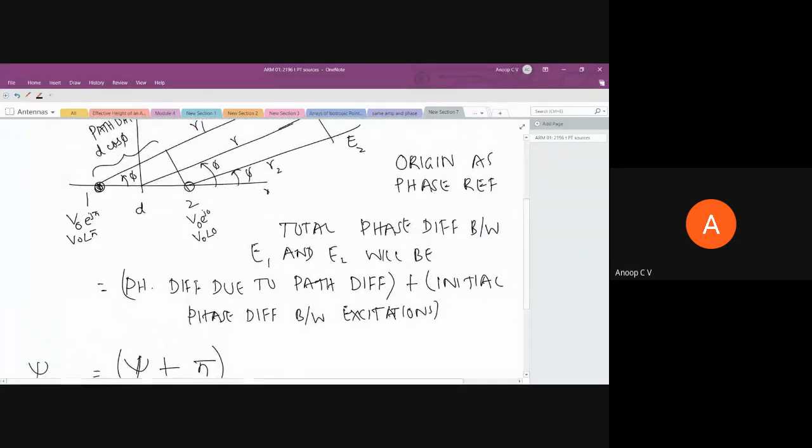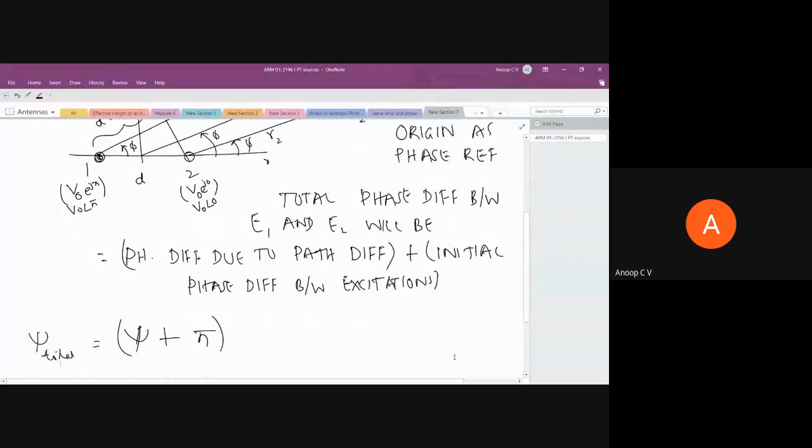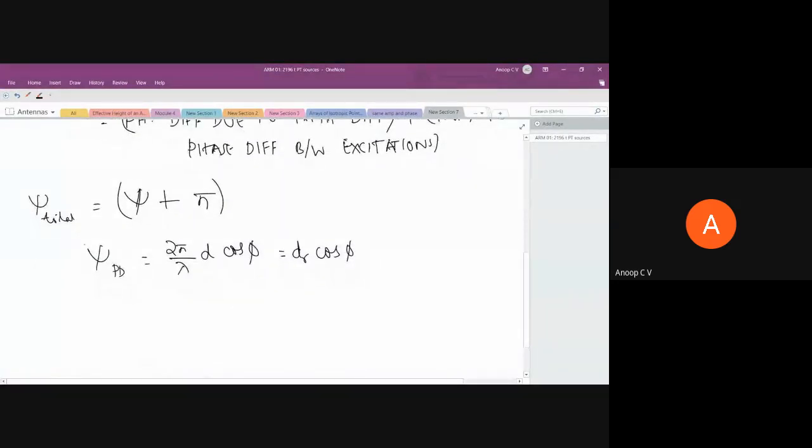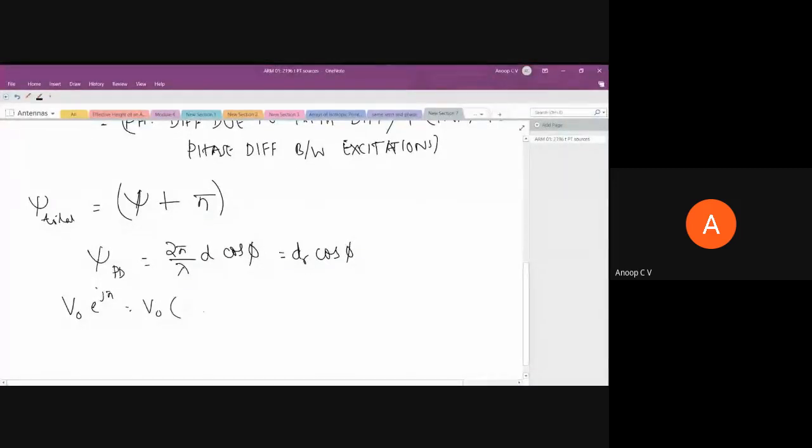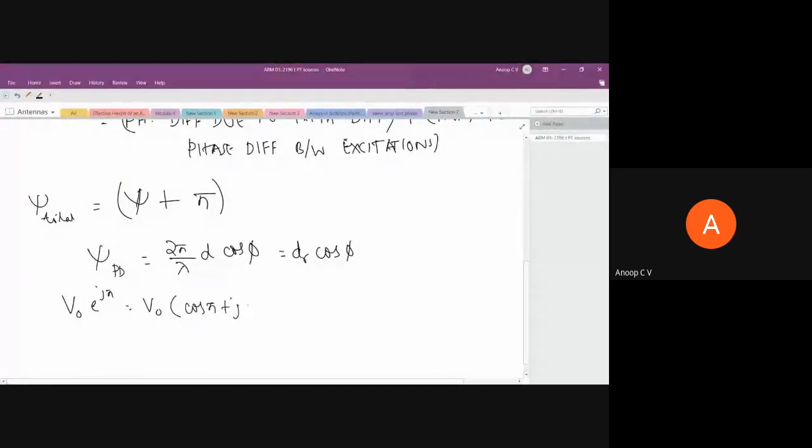So, if we just consider V naught e power j pi and V naught e power j0, and expand it using Euler's theorem, V naught e power j pi will be V naught into cos pi plus j sin pi. Cos pi is -1, and sin pi is 0. So this will be equal to minus V naught.